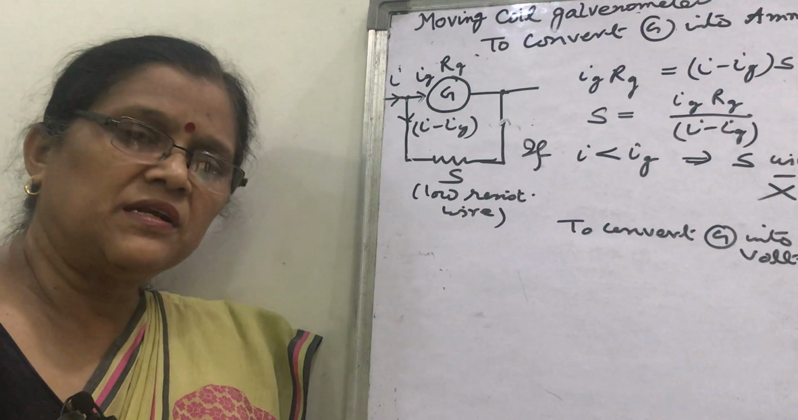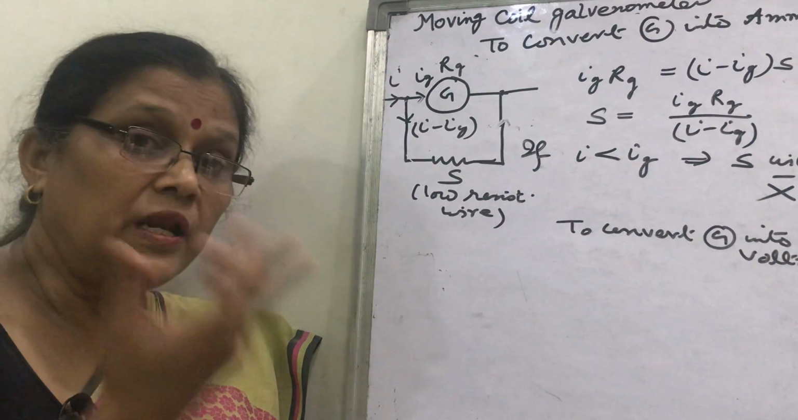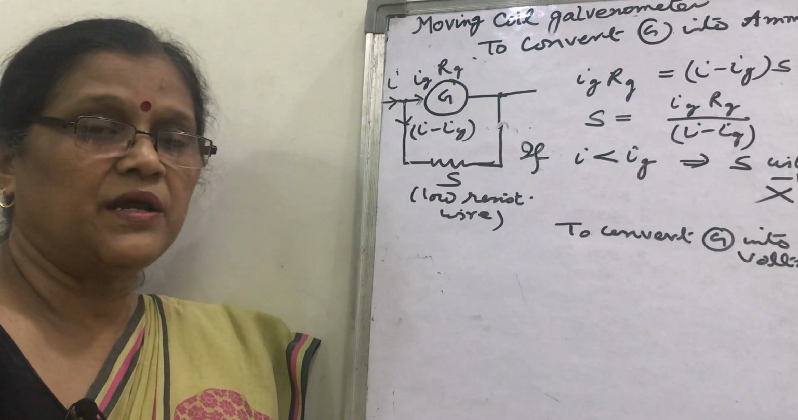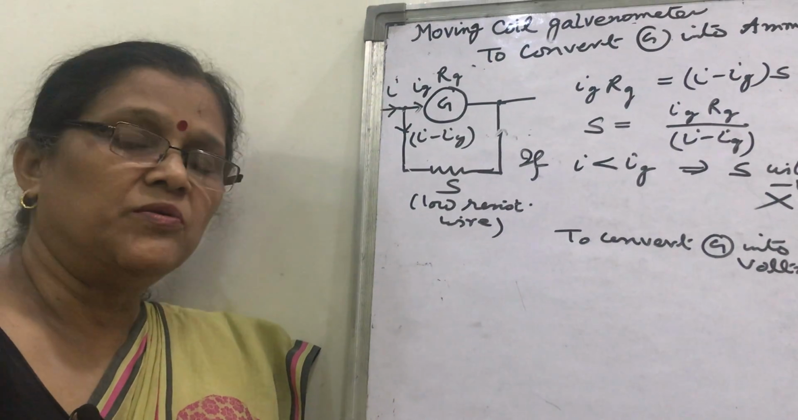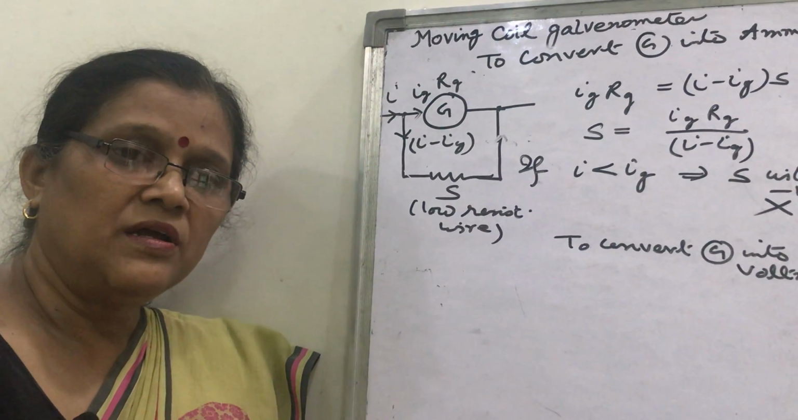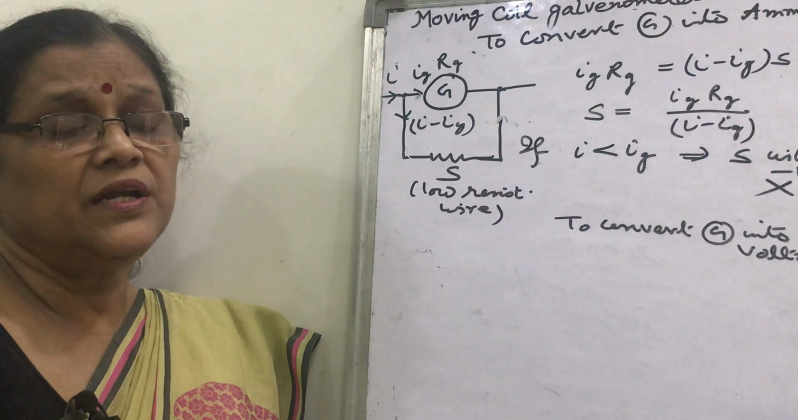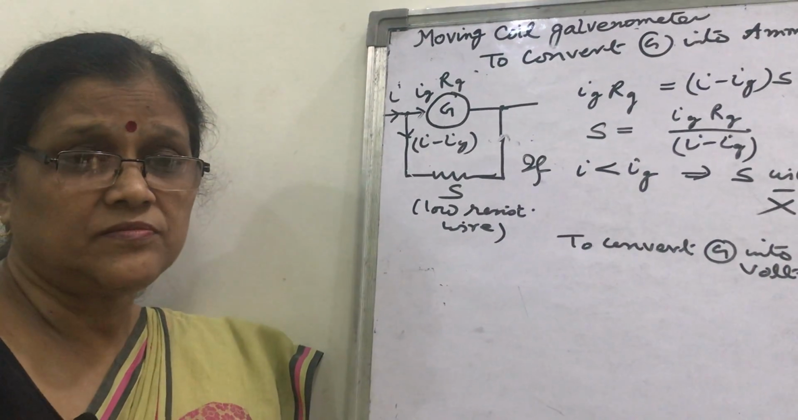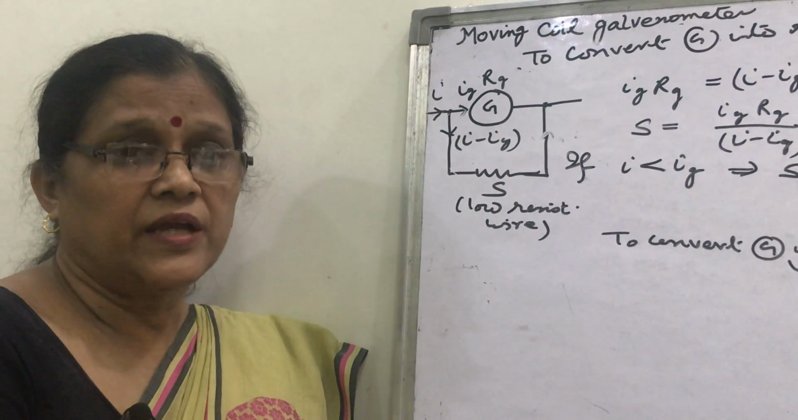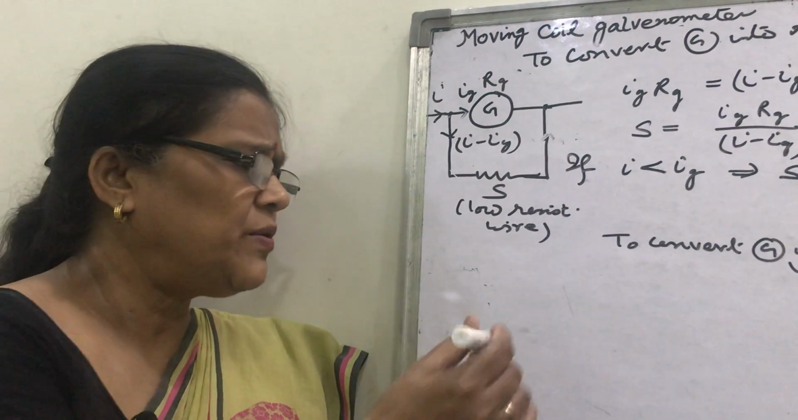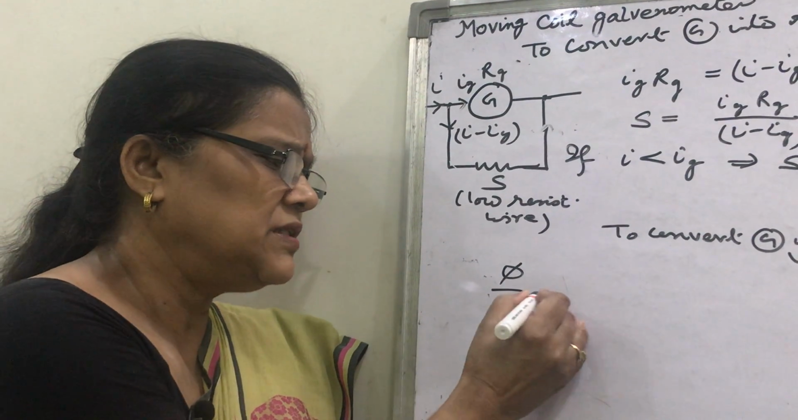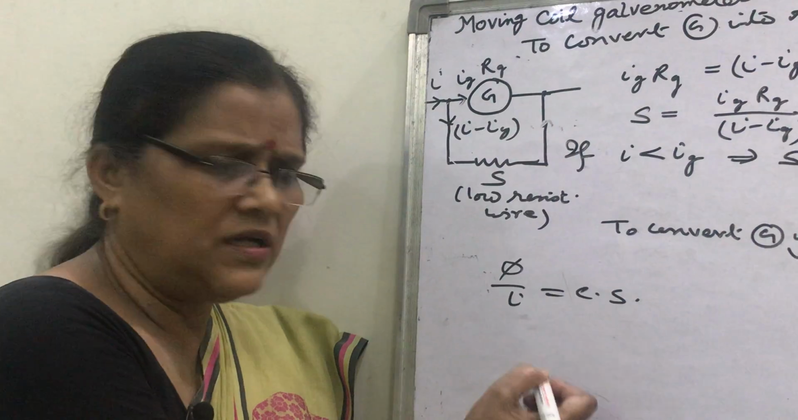Why do you connect an ammeter in series and a voltmeter in parallel? What will happen if you connect an ammeter in parallel and a voltmeter in series? How to convert an ammeter and voltmeter? One more question: how to increase the sensitivity? Current sensitivity is phi upon I. How can it be increased?